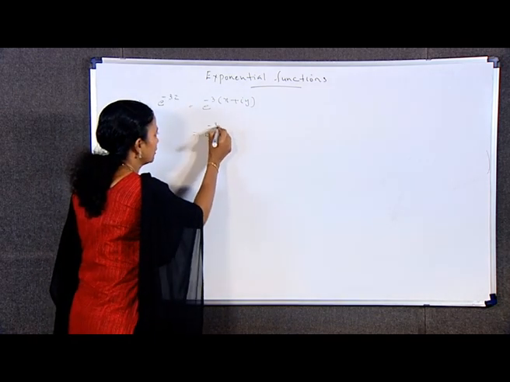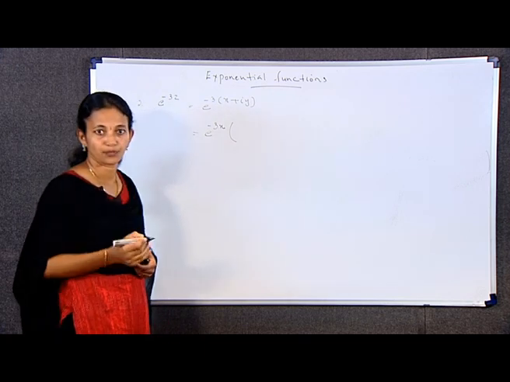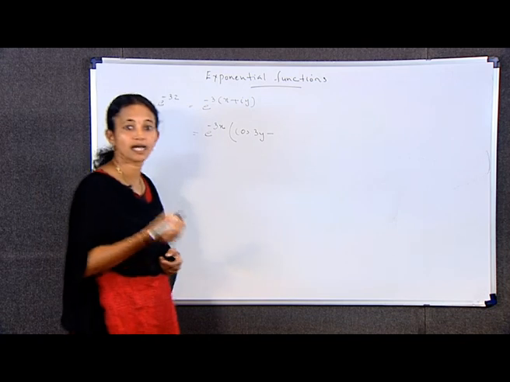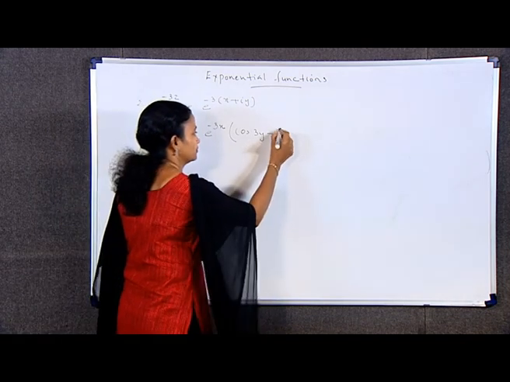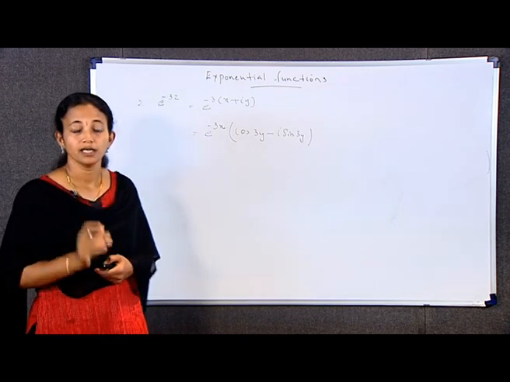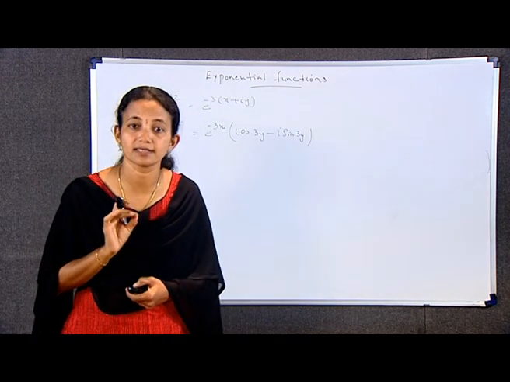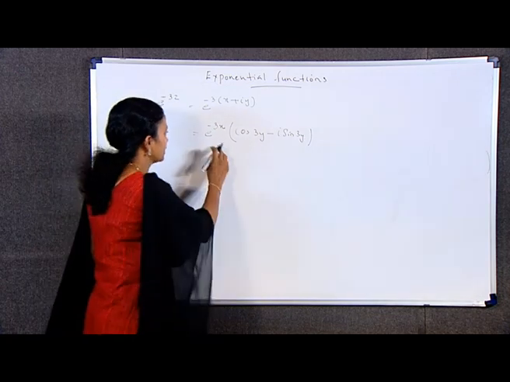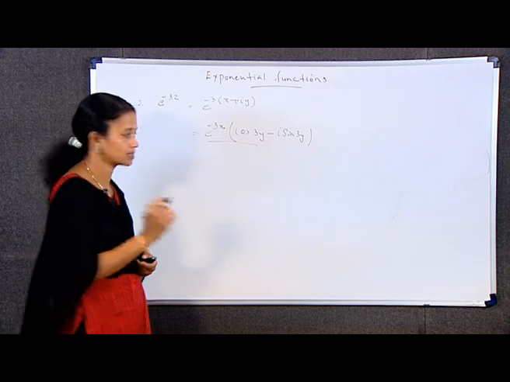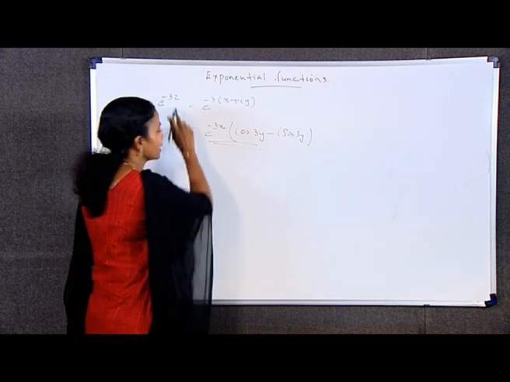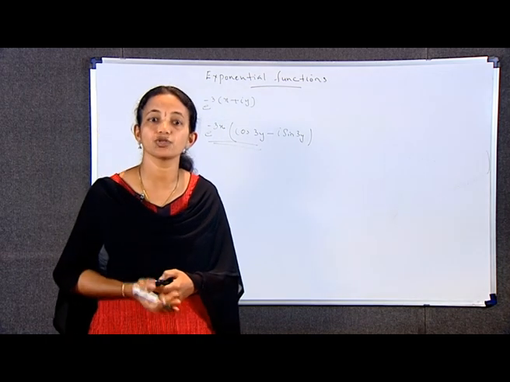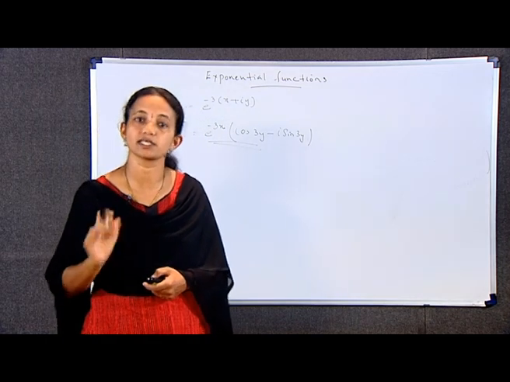e raised to minus 3x into cos 3y minus i sin 3y. Here the real part of e raised to minus 3z is what? Here we have the real part e raised to minus 3x into cos 3y. This is the real part of e raised to minus 3z. Next example, we have to find the solution of the equation e raised to z is equal to 3.